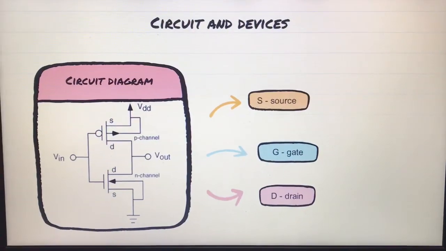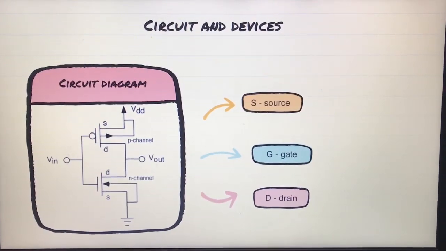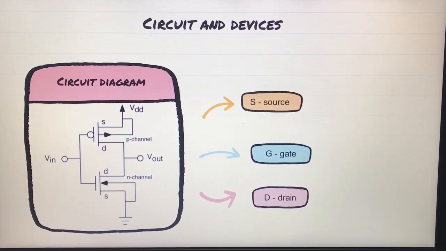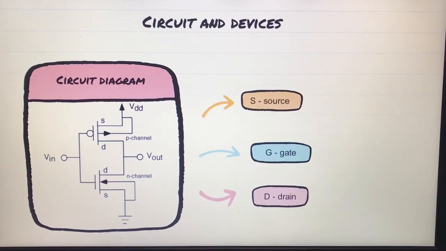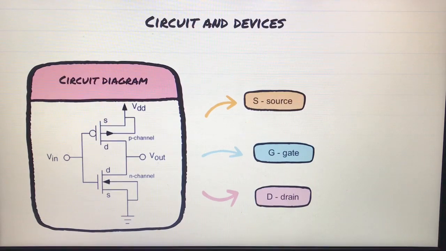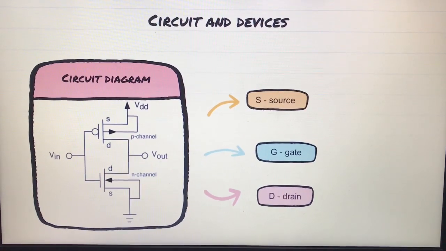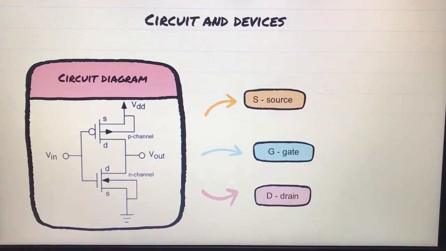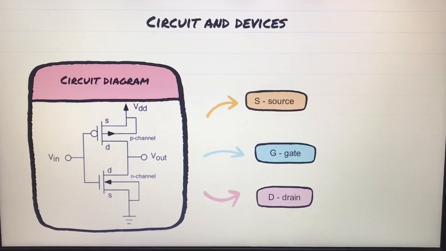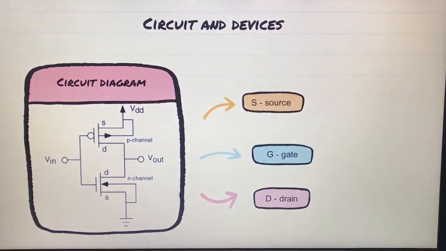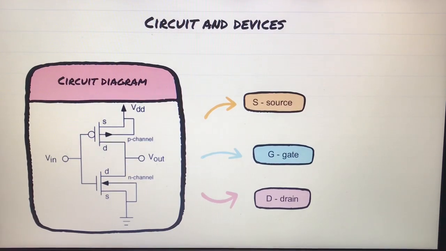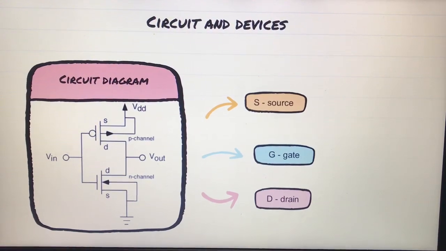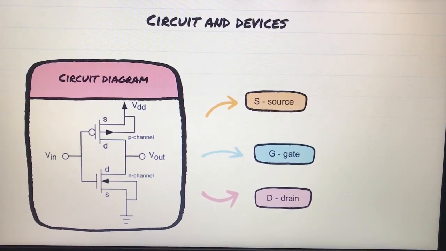Hi, now we're going to talk about circuit and devices of CMOS. As we know, CMOS is an integrated circuit that consists of PMOS and NMOS. MOSFETs consist of PMOS, NMOS, and CMOS. So, CMOS is an advanced device that contains NMOS and PMOS. So here is the circuit diagram of CMOS. We have a P channel and N channel, and each has a source, gate, and drain.